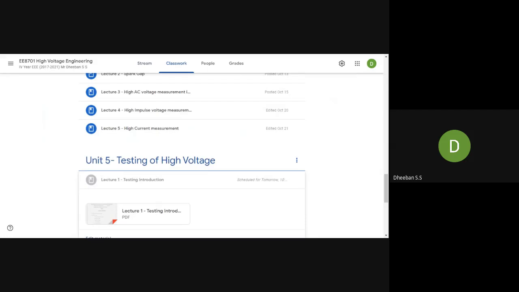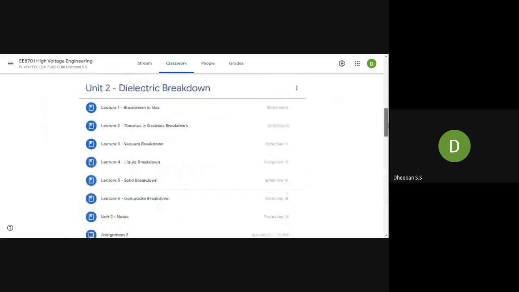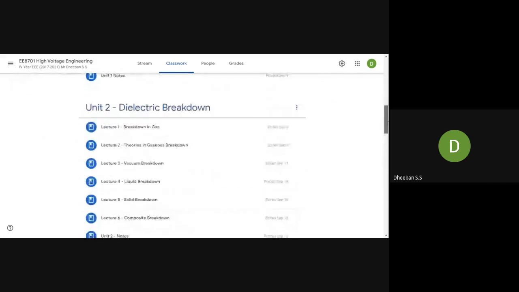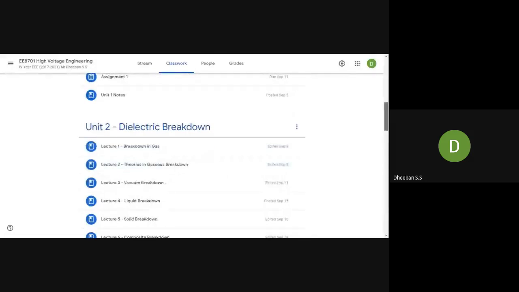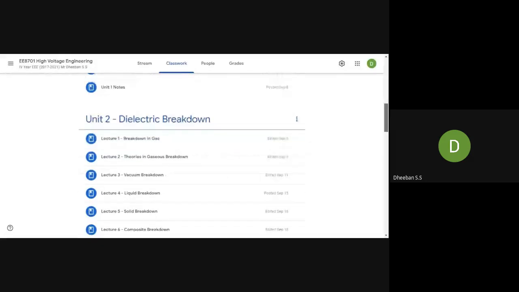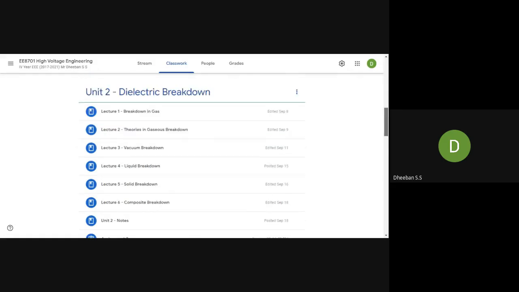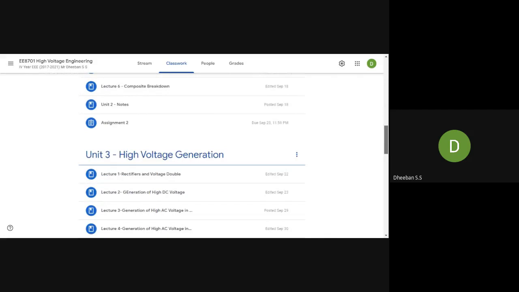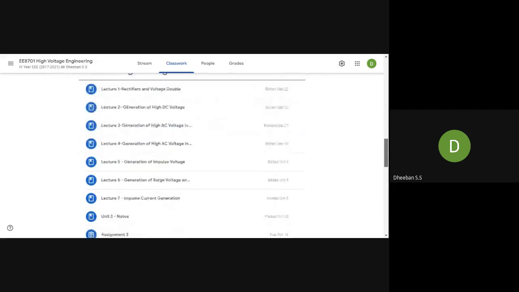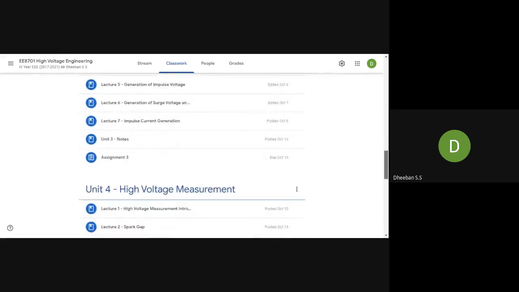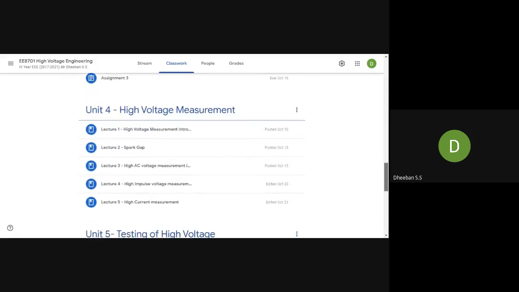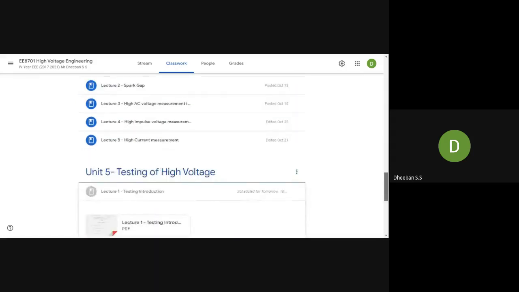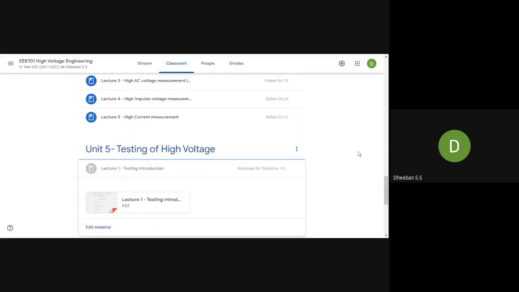So, the first unit we have started with overvoltage and its causes. The second unit we have dealt with dielectric breakdown in different mediums, starting with gas, vacuum, liquid, followed by a solid medium. And then we have moved to generation of high voltage in the third unit. In the fourth unit, we have learned about how to measure high voltage as well as high current. The fifth unit will be dealing with testing of high voltage.